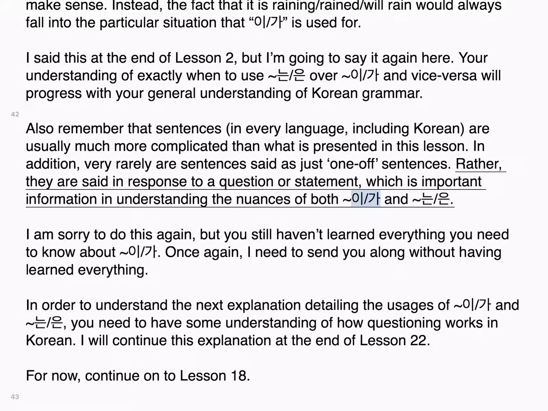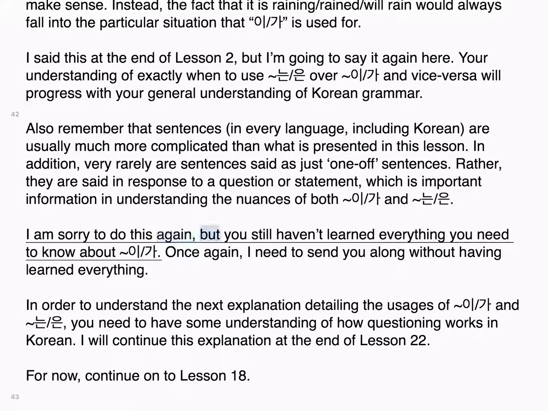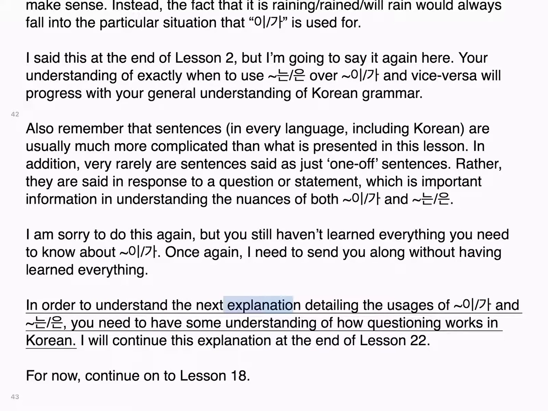이/가 and 는. I am sorry to do this again, but you still haven't learned everything you need to know about 이/가. Once again, I need to send you along without having learned everything, in order to understand the next explanation detailing the usages of 이/가 and 는. You need to have some understanding of how questioning works in Korean. I will continue this explanation at the end of lesson 22. For now, continue on to lesson 18.